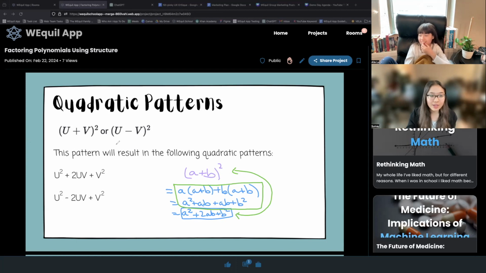And so this is the exact same if you take A and then minus B and subtract B, right?